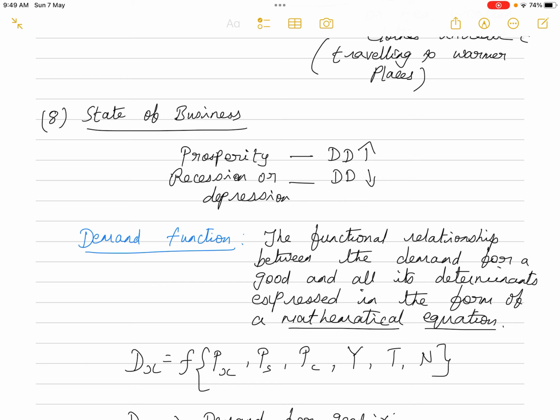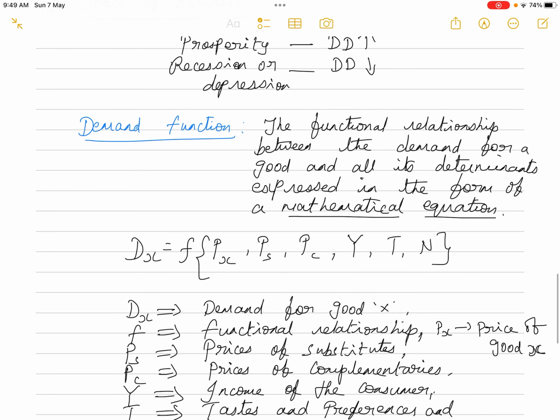Okay, so these are all the factors that affect the demand for a particular commodity. So it is not only the price, there are other factors also influencing the demand for a particular commodity. Okay, there is something called the demand function, which you might get for 2 marks. So what is the demand function? Demand function is the demand for a commodity depends on all the factors. Just now I have explained to you so many factors, isn't it?